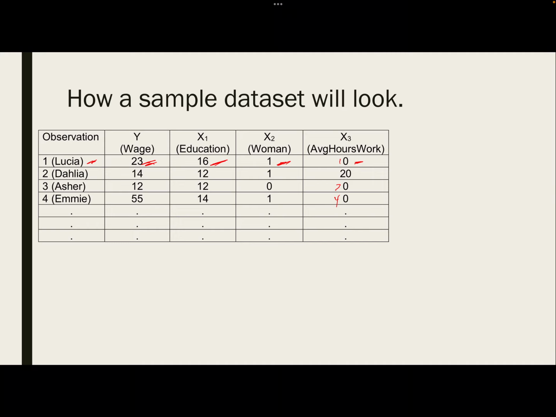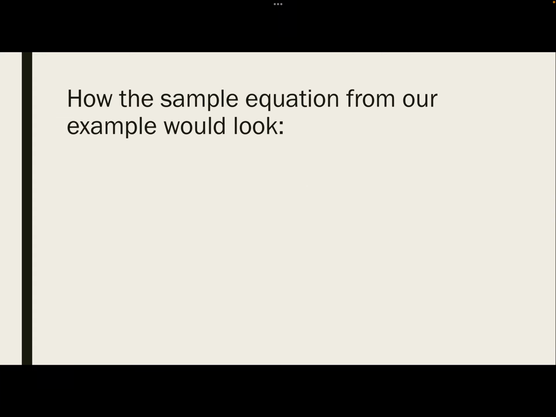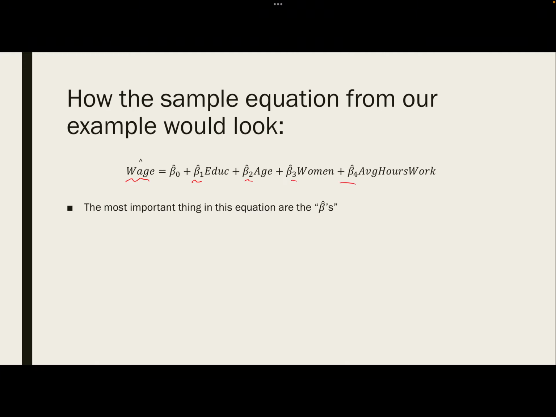Second person in the data set, their average wage is $14 an hour, 12 years of education, etc. So we have a bunch of different things. In this case, people are the things, and we have various variables for them. Most regression analysis would have more variables. So the sample equation from our example, the one we previously saw the population equation for, would have an estimator for wage. Our betas would have hats. And the most important thing we'll be looking at are these beta hats.